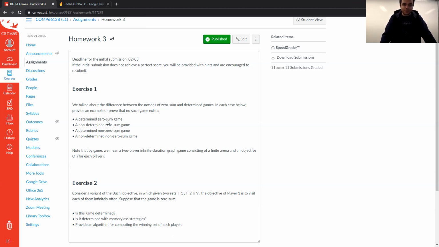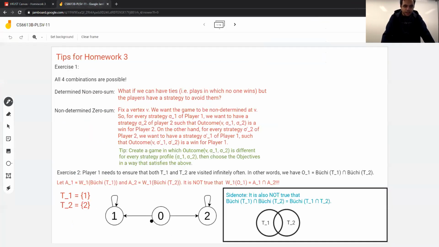So everyone got determined zero-sum games, which are all the examples that we have in the course. And almost everyone got non-determined non-zero-sum games as well. So in order to get a non-determined non-zero-sum game, you can just do something really crazy, like define any random objectives for the 2 players, and it's likely that you will get a non-determined non-zero-sum game. But the cases that were actually confusing to people were these 2. So one case is determined non-zero-sum, and the other case is non-determined zero-sum.